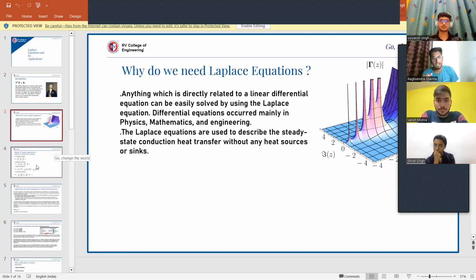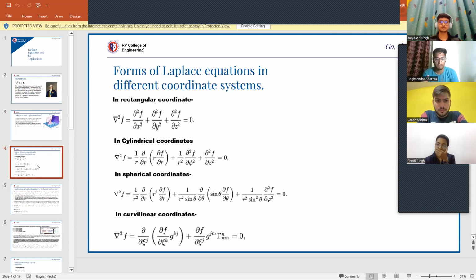So basically, anything which is directly related to a linear differential equation can usually be solved using the Laplace equation. Differential equations occur mainly in physics, mathematics, and engineering. The Laplace equations are used to describe steady state conduction heat transfer without any heat sources or sinks. There are various other areas where Laplace equations are used, which we'll see further.